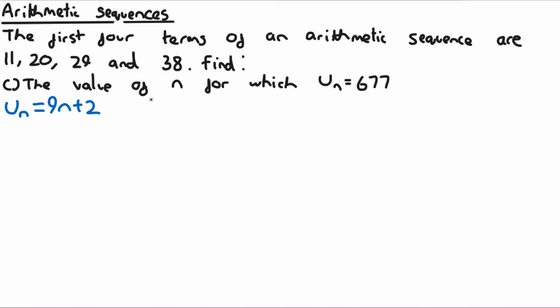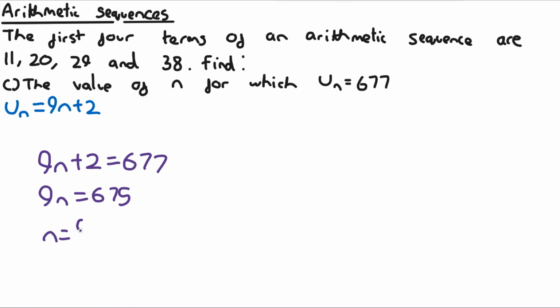And then for part C, we need to find the value of n for which un is equal to 677. So therefore we need to find when 9n plus 2 is equal to 677, and therefore we just need to rearrange in order to find the value of n. So we move the plus 2 onto the other side to do 9n is equal to 675. So therefore n is going to be equal to 675 divided by 9, which if you put into a calculator is equal to 75. So therefore u75 is equal to 677 up here.